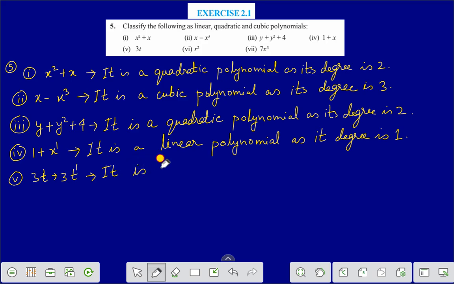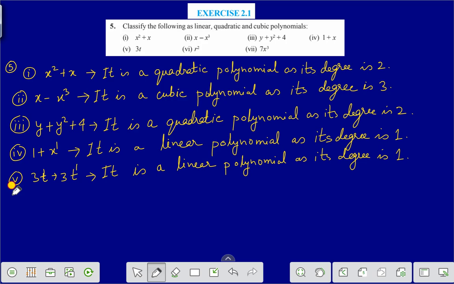It is a linear polynomial as its degree is 1.